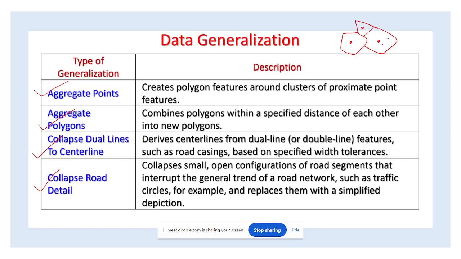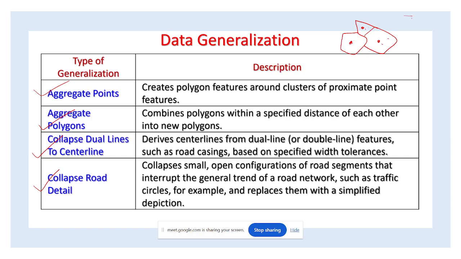Then we have aggregate polygons. It combines polygons within a specified distance of each other into new polygons. So again, it's like how we have generalized the points. Similarly, we'll generalize the polygons also, and then consider one polygon. So similarly, we are aggregating it.